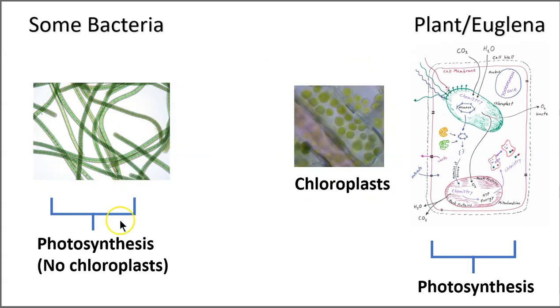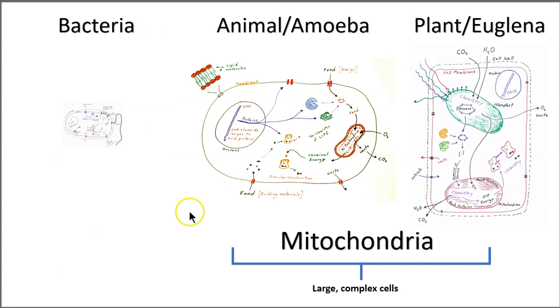Again, some bacteria perform photosynthesis, but they do not have chloroplasts, whereas the large complex cells perform photosynthesis because within those cells are these structures called chloroplasts. There's another difference between these cells, and that is that large complex cells all have mitochondria.